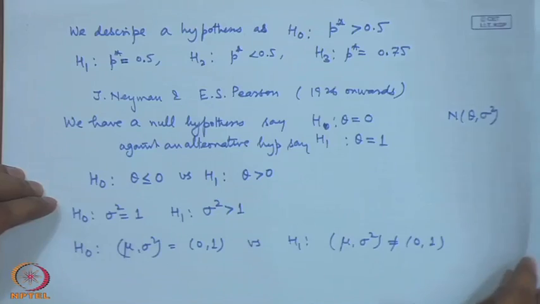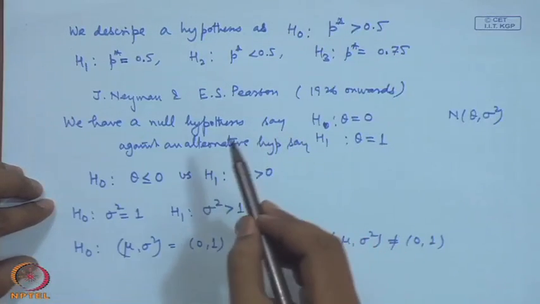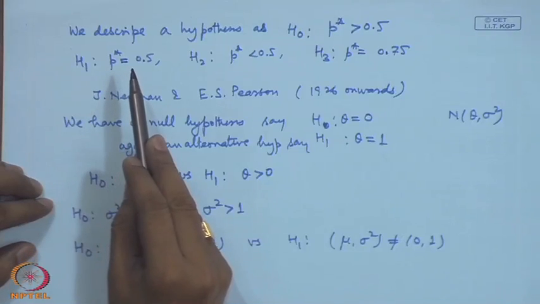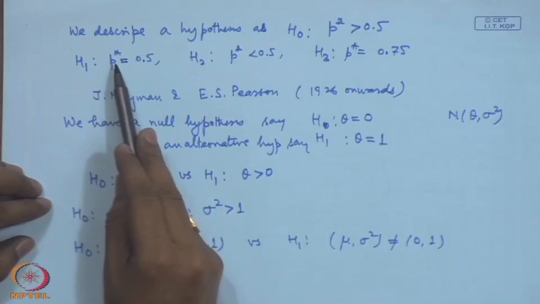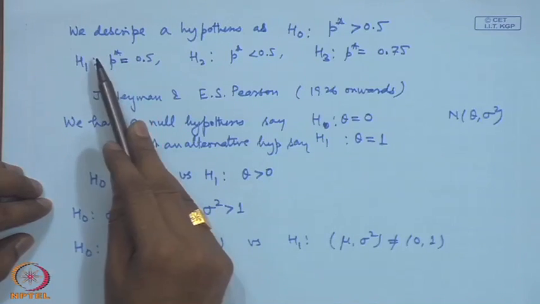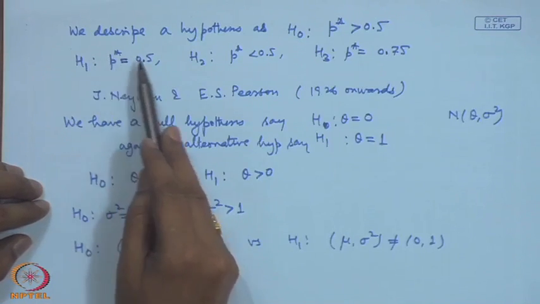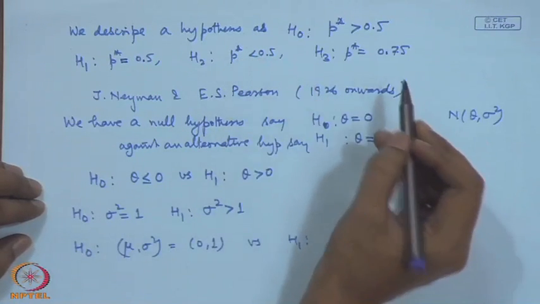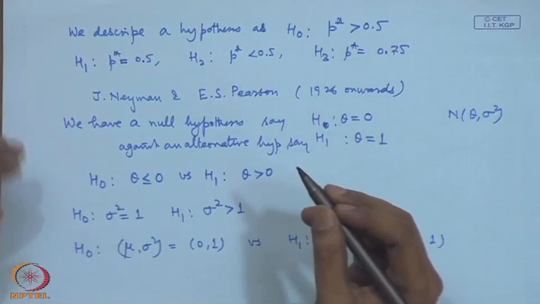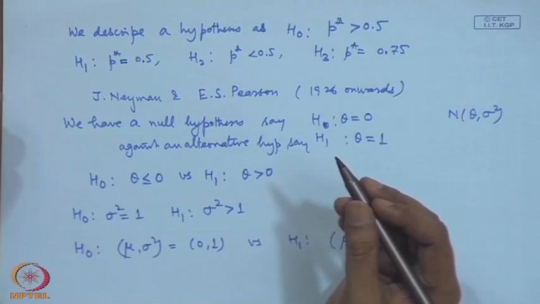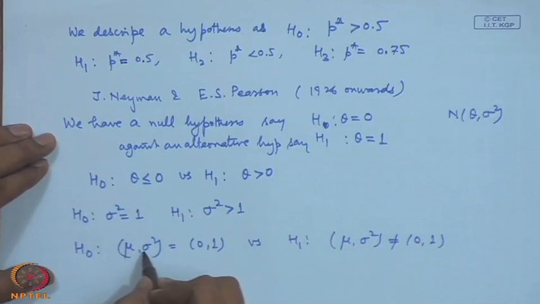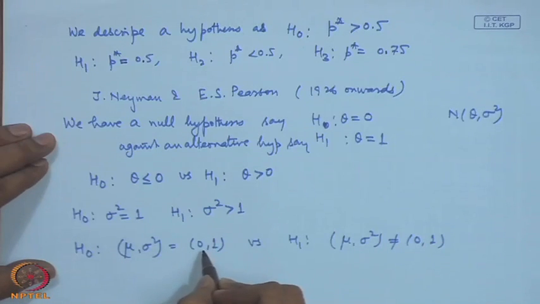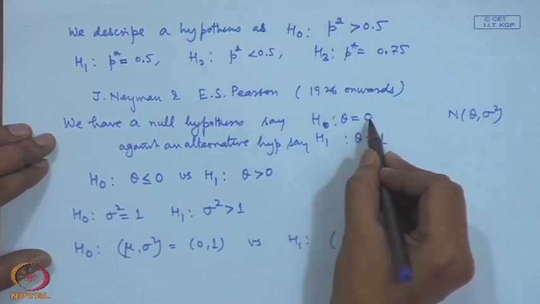Now, we make a simple classification here. When the value of the parameter specifies the distribution itself, for example, here in this binomial testing problem, if we say p star is equal to 0.5, then the distribution is completely specified. This is called a simple hypothesis. And when we say p star less than 0.5, etcetera, then the distribution is not completely specified. This is known as a composite hypothesis. For example, if I write mu sigma square is equal to 0 1, then this is a simple hypothesis. But if I say theta is equal to 0, then this does not specify sigma square. So, this is a composite hypothesis.